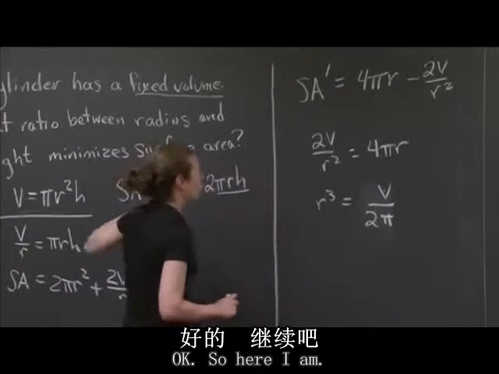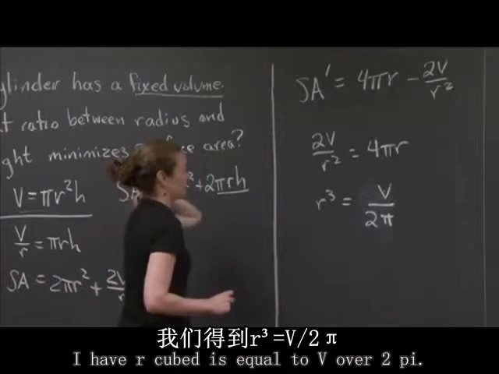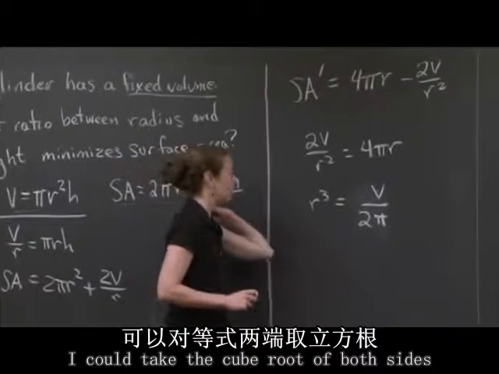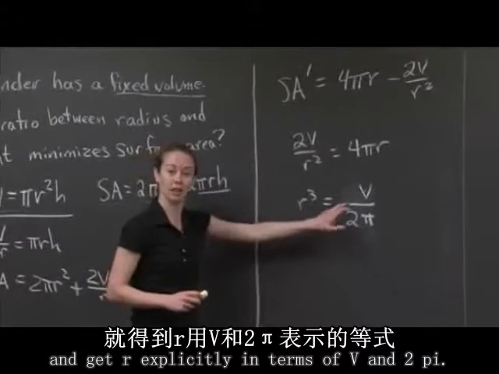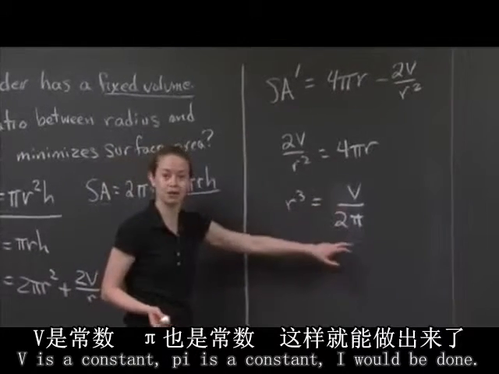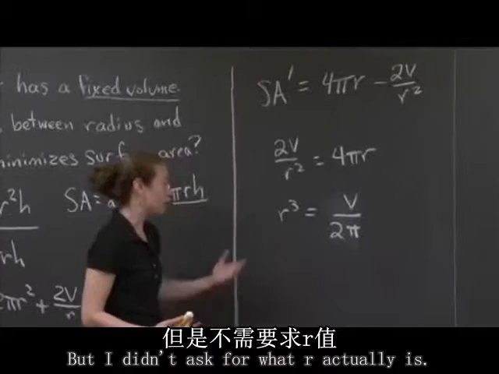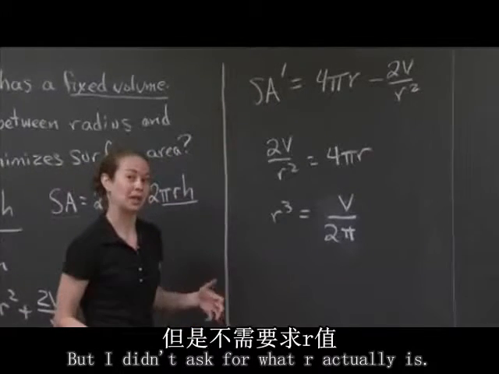Okay, so here I am. I have r cubed is equal to v over 2 pi. Now, if I wanted to, I could take the cube root of both sides and get r explicitly in terms of v and 2 pi. V is a constant, pi is a constant, I would be done. But I didn't ask for what r actually is. I asked for a ratio.